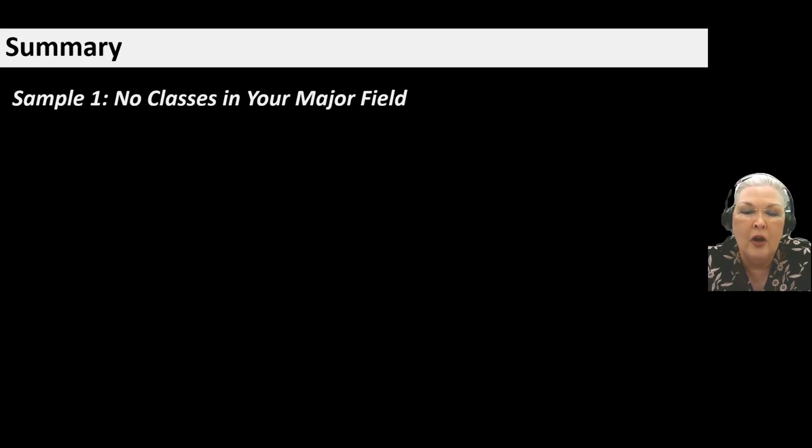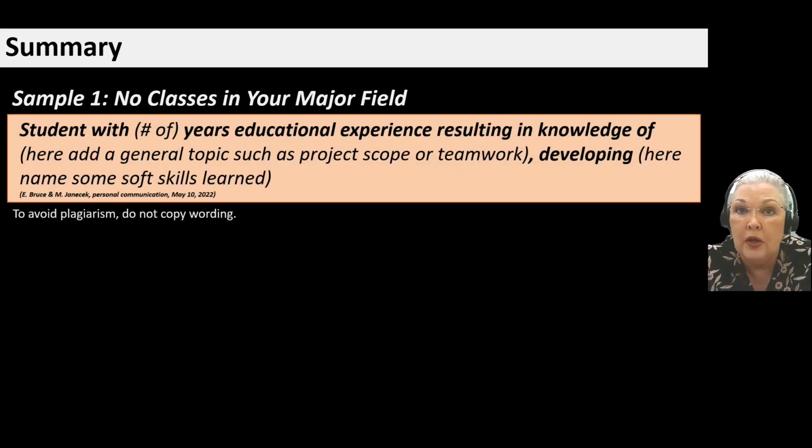So how do we write one? Well, if you have no classes in your major field, you might consider something like this: student with 2 years, however many years, of educational experience. So now you're talking about your education, not your work experience, resulting in knowledge of, and here perhaps a general topic such as project scope or maybe teamwork, and then developing, and then add some soft skills, developing communication or problem solving skills. So that's an example. Note that you do not want to copy the wording in this example word for word, because that will be plagiarism.